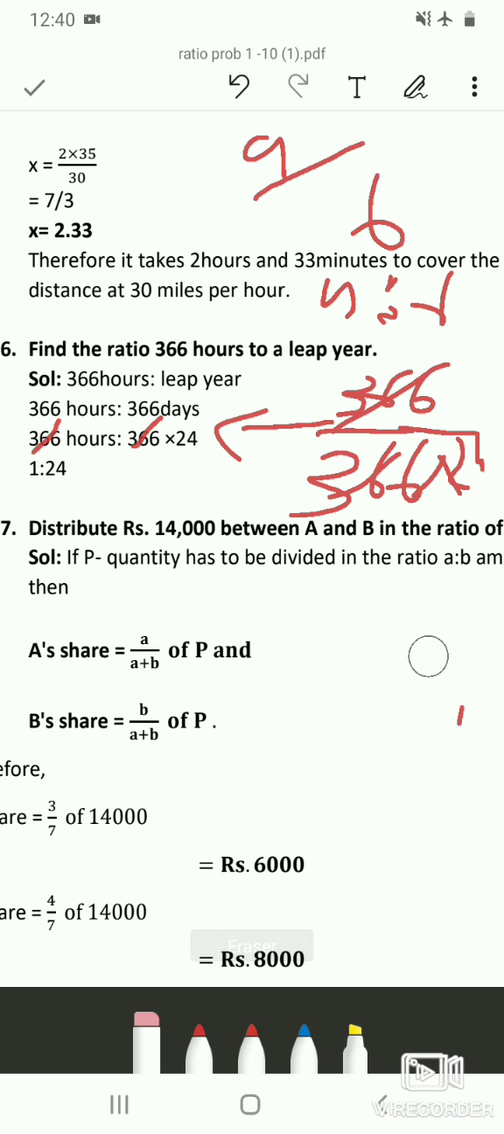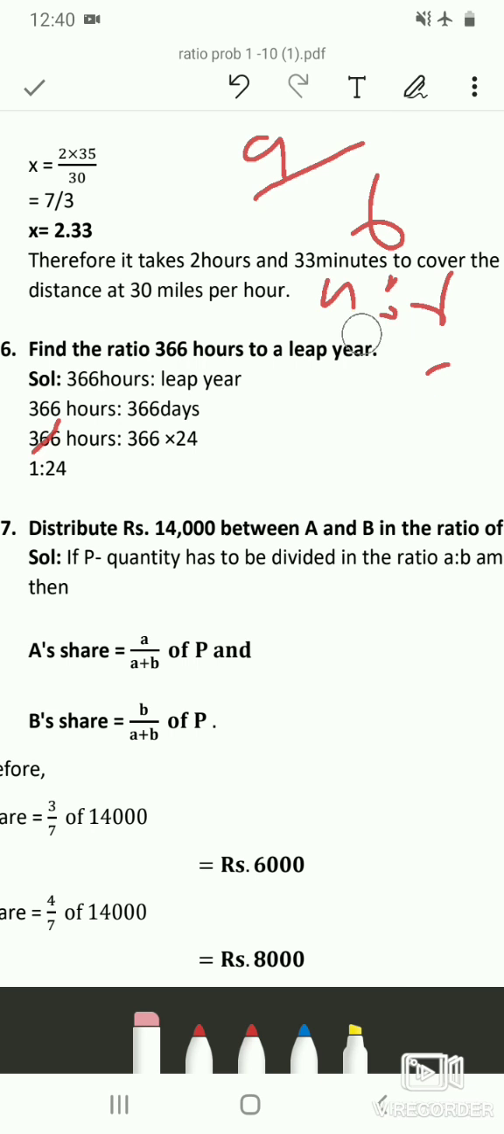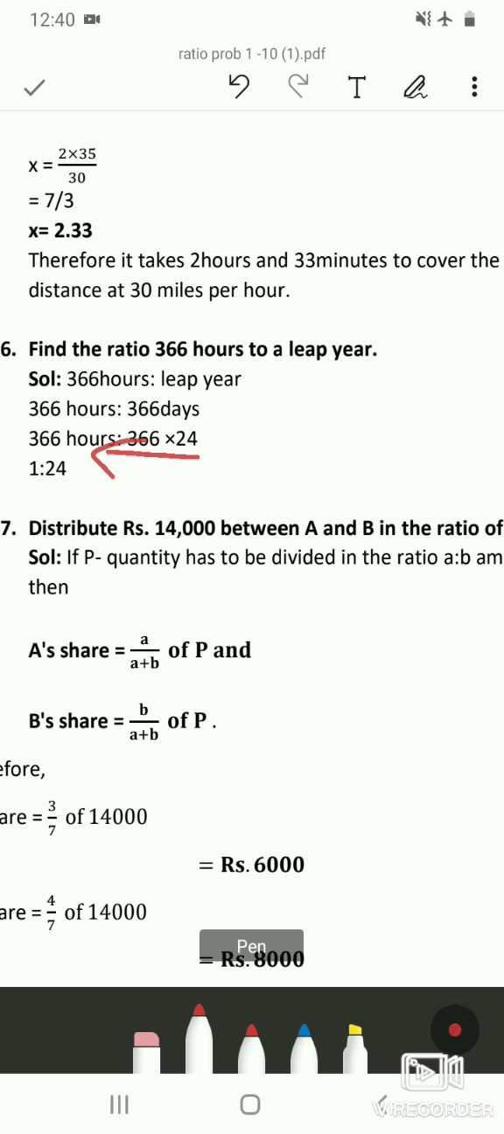Again, the given fraction you can rewrite as a ratio. So therefore we'll obtain the ratio as 1:24. Or else you can directly cancel over here. So we'll get 1:24. So the ratio of 366 hours to a leap year is 1:24, or 1 day.